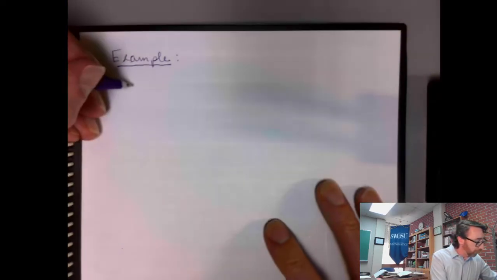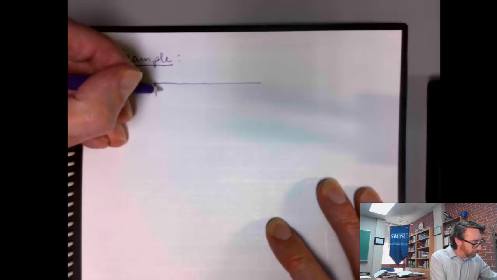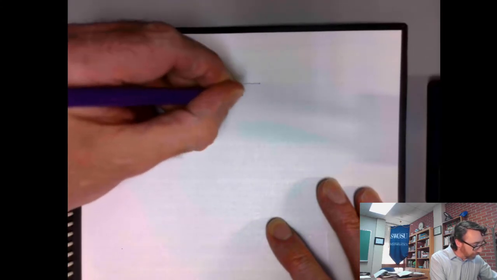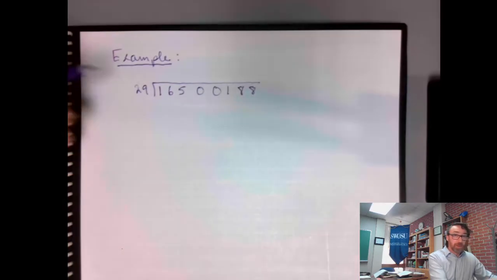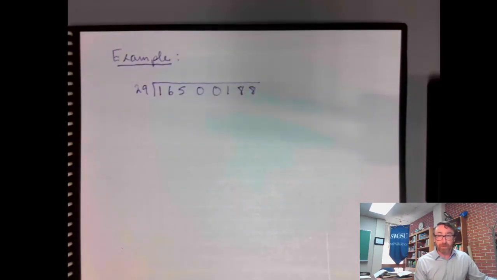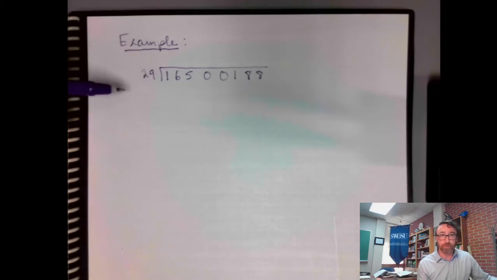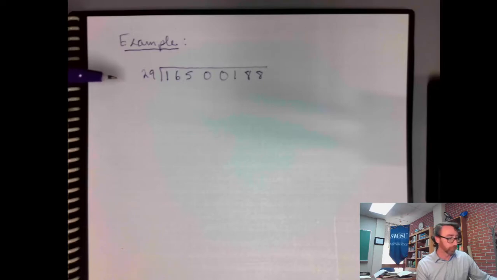Let's look at another example, and we'll do estimation to help us find our answer. Okay, so in this next example, what I want to compute is 29 divided into 1,650,018,8. Pretty big, but it's a long division problem, right? It's grade school math. Now, multiples of 29. Ugh. Multiples of 30. Very easy to find.